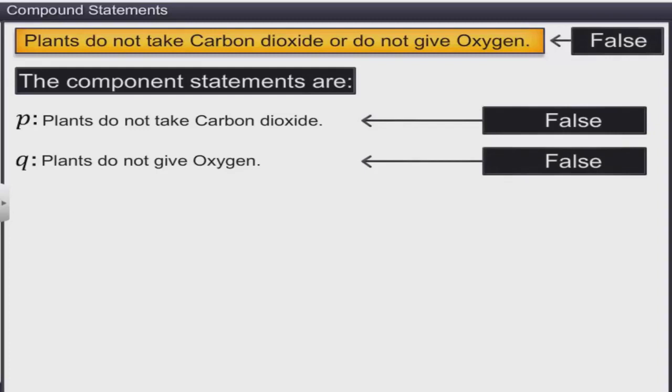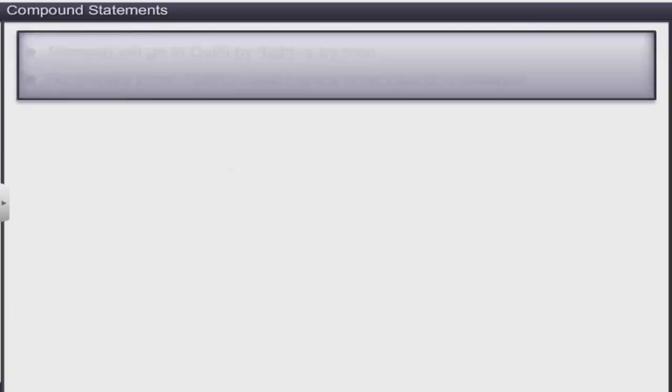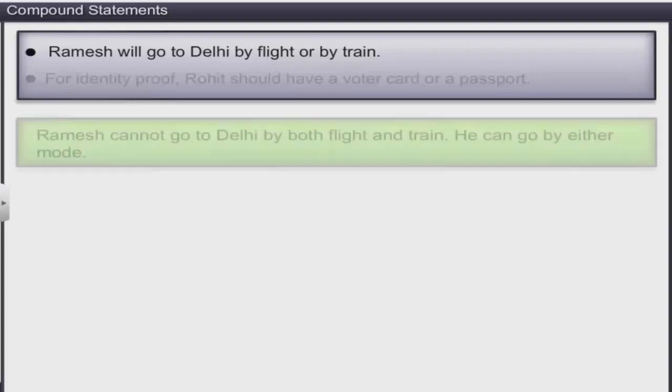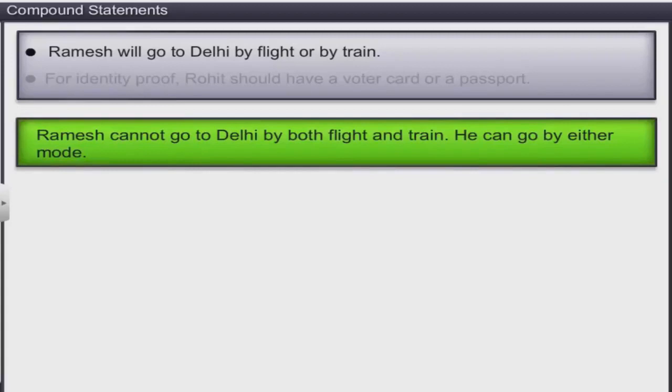The connective or in a compound statement can be either exclusive or inclusive. Let's first consider the statement, Ramesh will go to Delhi by flight or by train. In this case, Ramesh cannot go to Delhi by both flight and train. He can go by either mode. If he travels by one, he cannot travel by the other at a given time. In such sentences, or is exclusive.